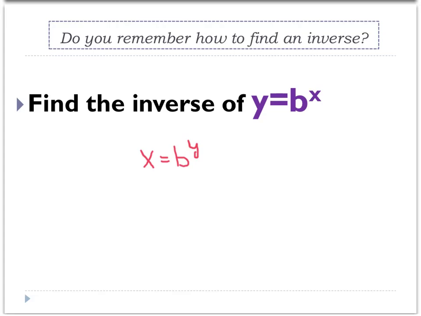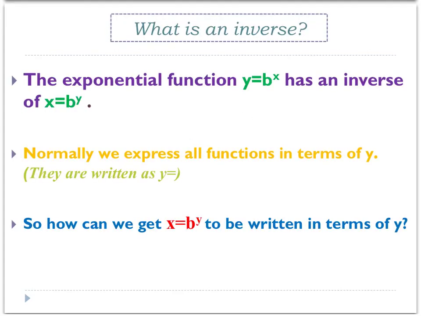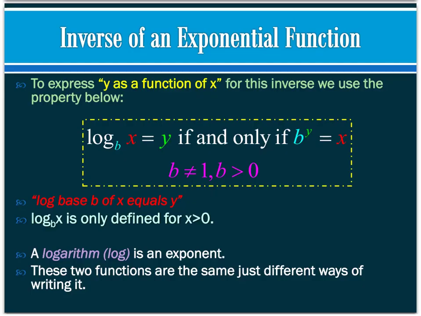Now, as of yet, we do not have a method to get y out of the exponent of b. So we need to figure out how we can get x equals b to the y to be written in terms of y, which means we want y equals. Well, here we go. In order to do that, we have to use logarithms.